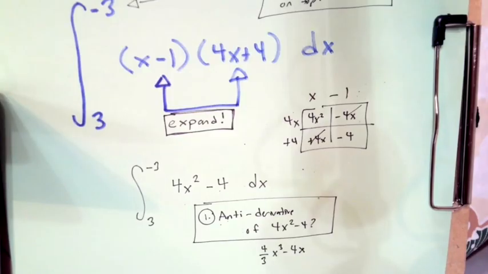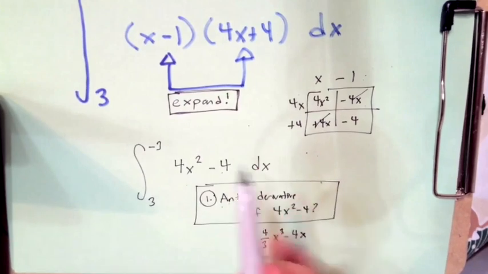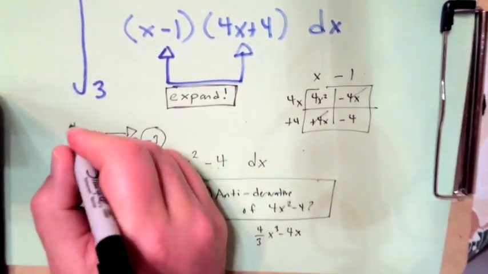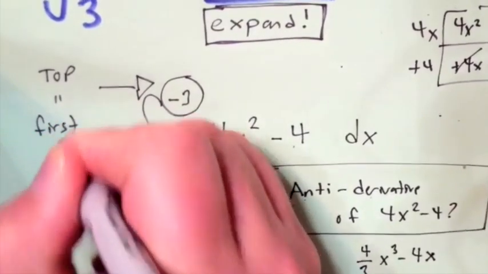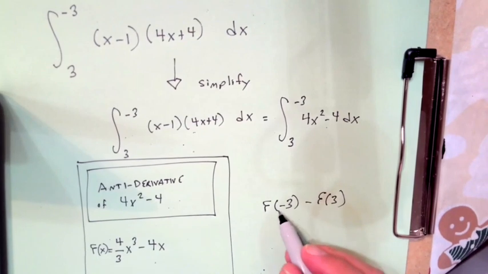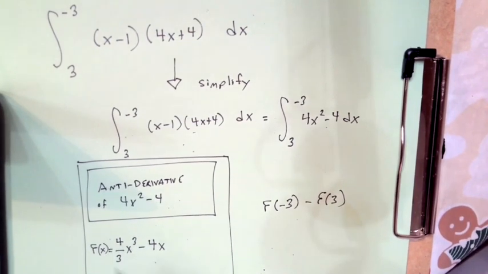And so the second step is to plug in the bounds. Because negative 3 was on top, it will be first. So we've gotten to the final step of this process, which is we're going to take our antiderivative, plug in the top bound, the bottom bound, and subtract.